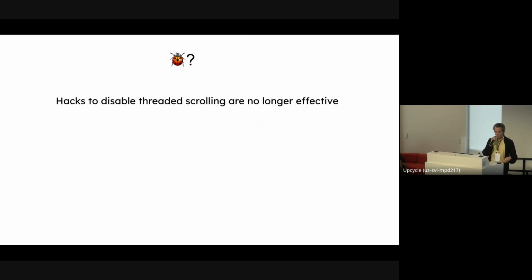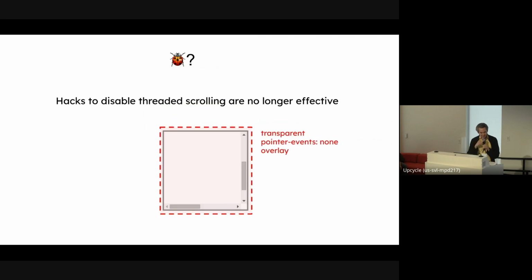Interestingly, there were things that got reported as bugs, even though the old behavior wasn't guaranteed. Developers had found hacks to force scrolling on main. So they were breaking threaded scrolling on purpose in order to have synchronized JavaScript effects, and those hacks don't work anymore.